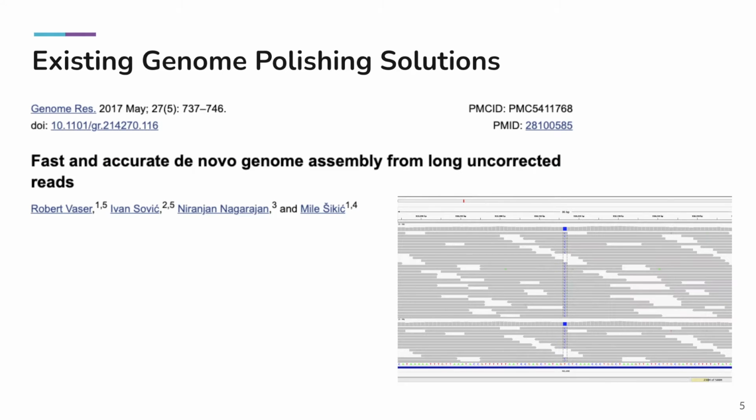Often, genome polishing is done after long-read assembly to correct base errors using more accurate short reads. One such tool to do so is RACON. However, RACON and other similar tools mostly rely on read alignments, and this makes them memory-intensive and not scalable to large genome sizes.